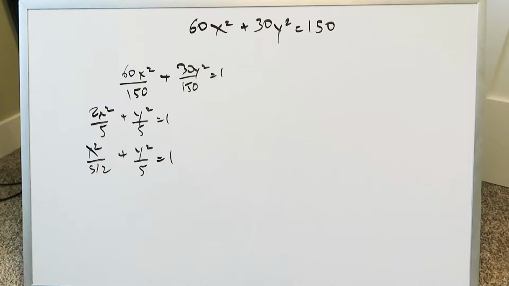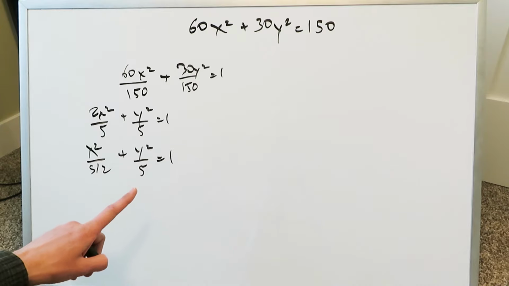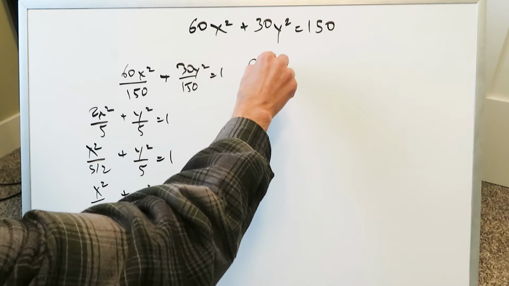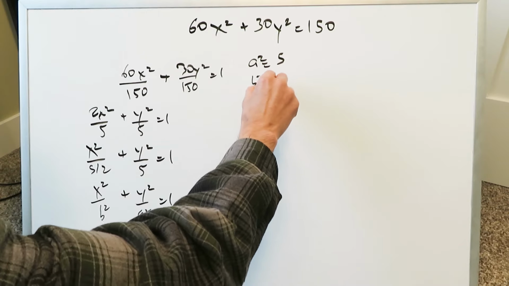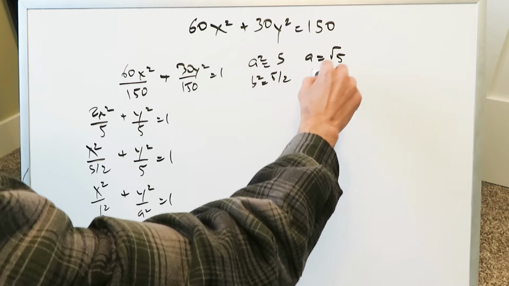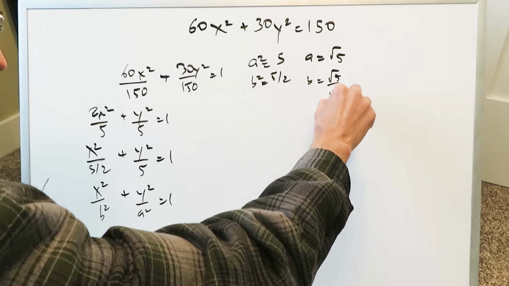Now, when you're looking at that, you're seeing a larger number below y squared. You have something which looks like x squared over b squared plus y squared over a squared is equal to 1. So it's a vertically oriented ellipse with the major axis in the vertical dimension. A squared here is equal to 5, b squared here is equal to 5 over 2, therefore a is equal to root 5 and b is equal to root 5 over root 2.